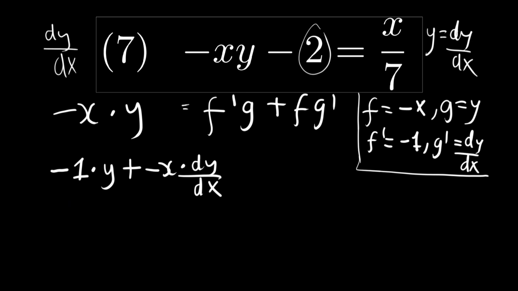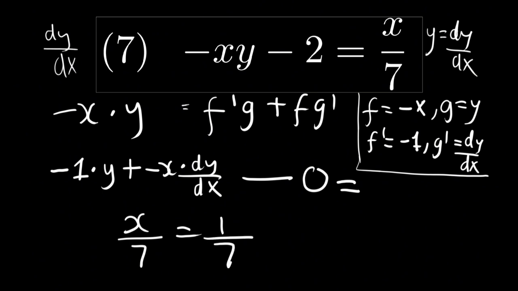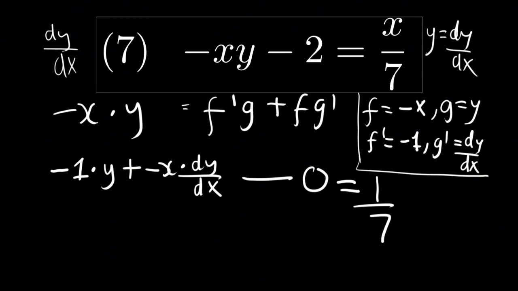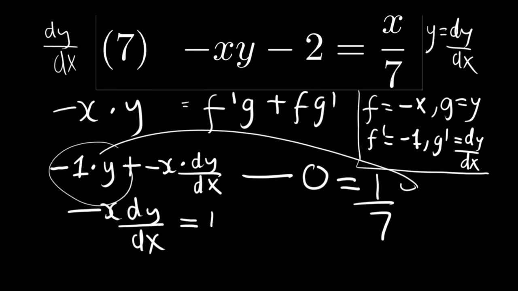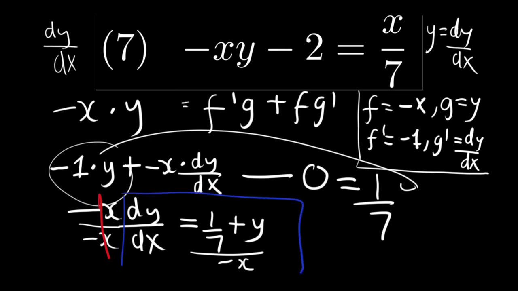Now this is the derivative of negative x multiplied by y. Now we have to find the derivative of 2. The derivative of 2 is 0, because this is a constant number. And the derivative of x over 7 we have to find. Now x over 7 is the same as writing 1 over 7 x. So the derivative of 1 over 7 x is 1 over 7. So to get dy over dx, we will take this to the other side. So we'll have here negative x dy over dx equal to 1 over 7 added by y. Now we will divide by negative x on both sides to get dy over dx. So dy over dx will be equal to 1 over 7 plus y, divided by negative x.